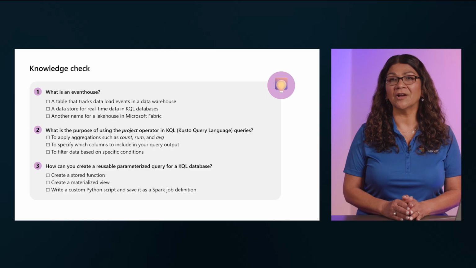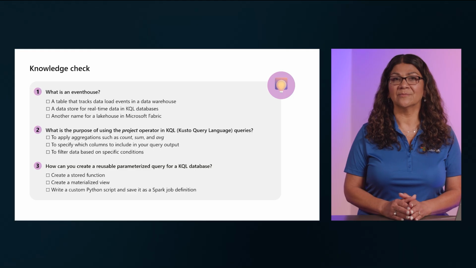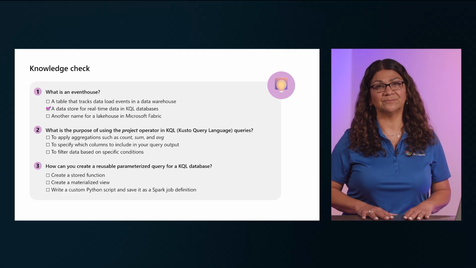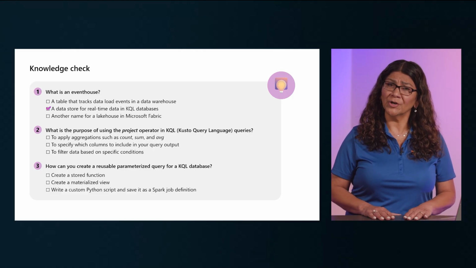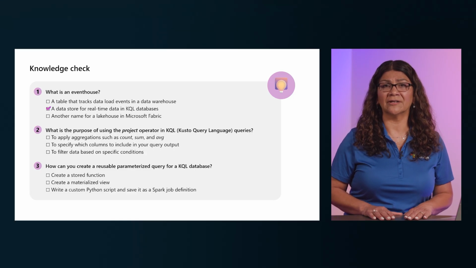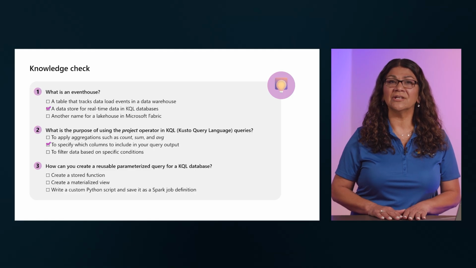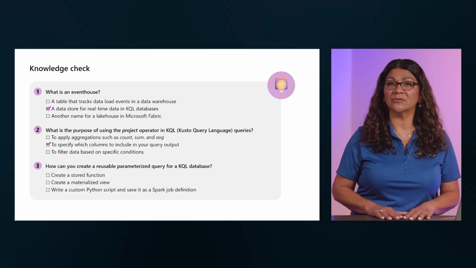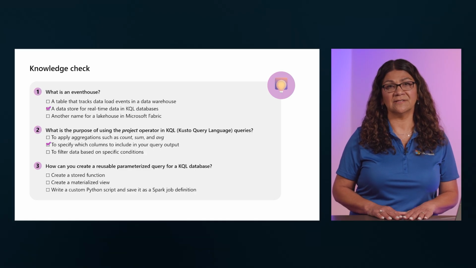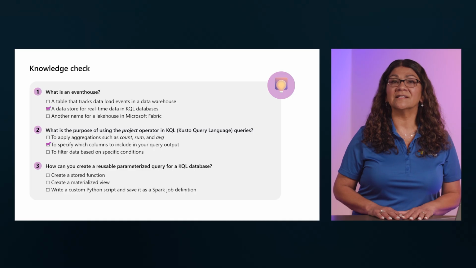Now it's time for our knowledge check. Question 1. What is an event house? Answer: a data store for real-time data in the KQL database. Question 2. What is the purpose of using the project operator in KQL queries? Answer: to specify which columns to include in your query output. Question 3. How can you create a reusable parameterized query for the KQL database? Answer: create a stored function.